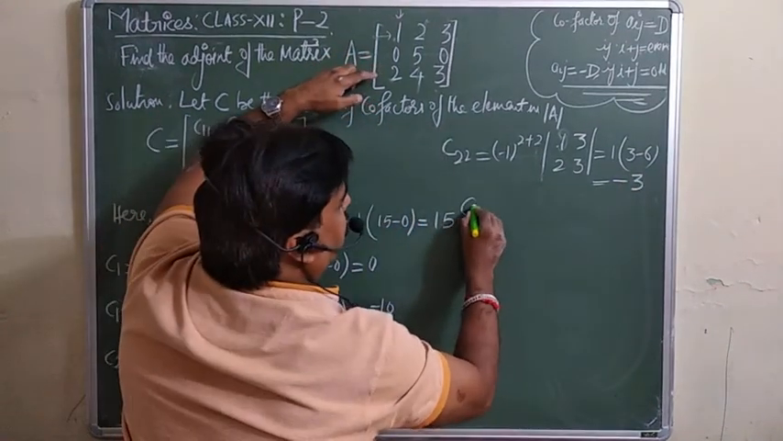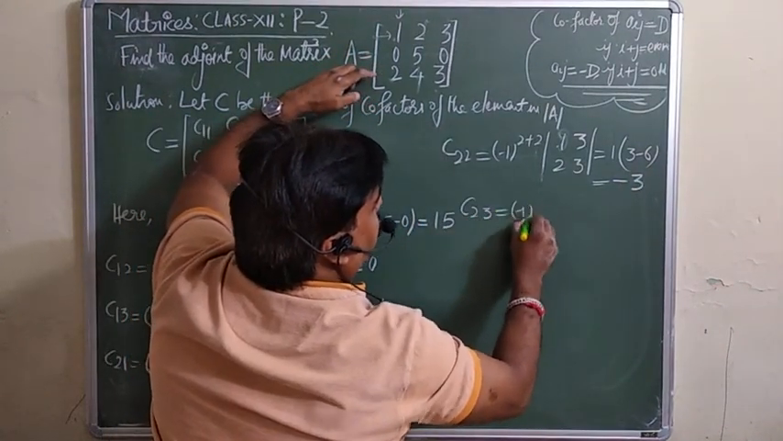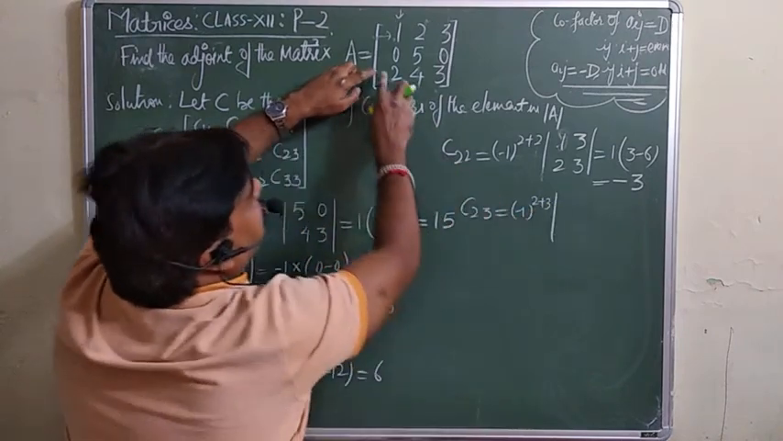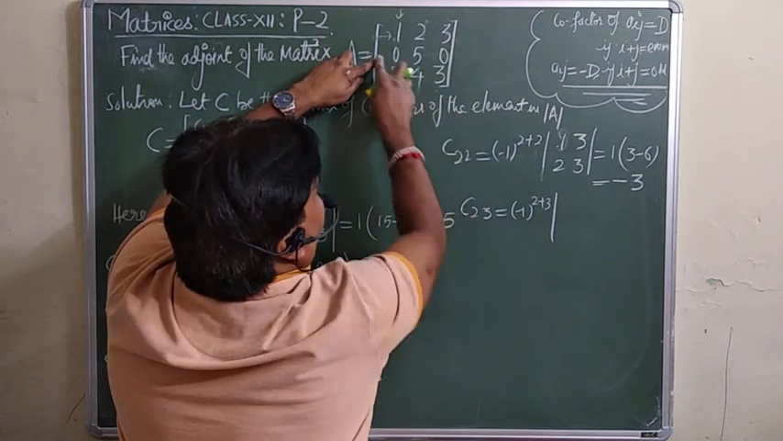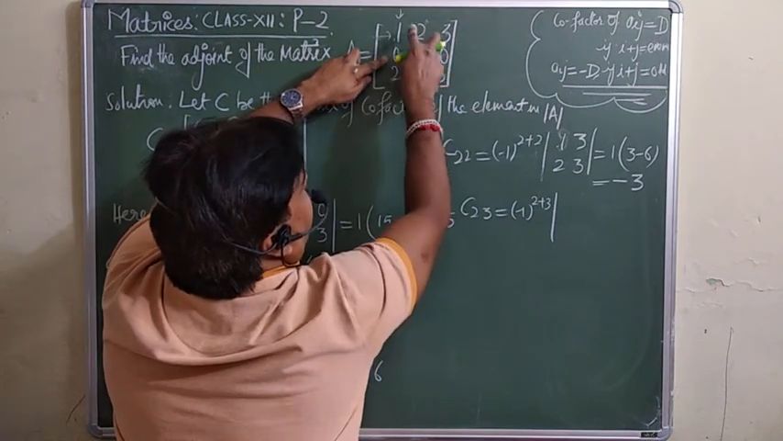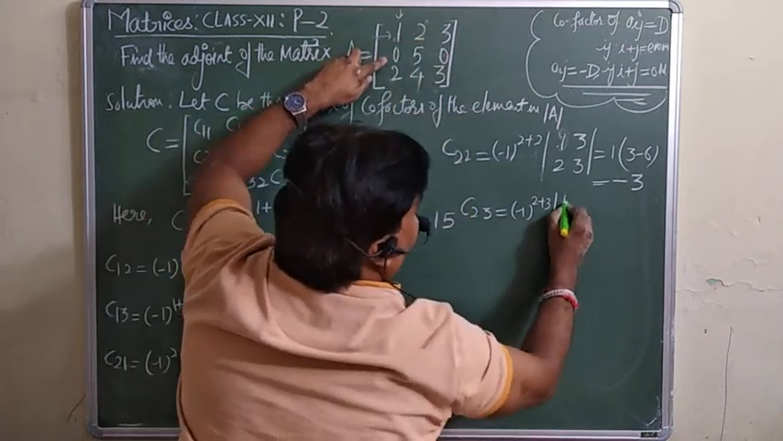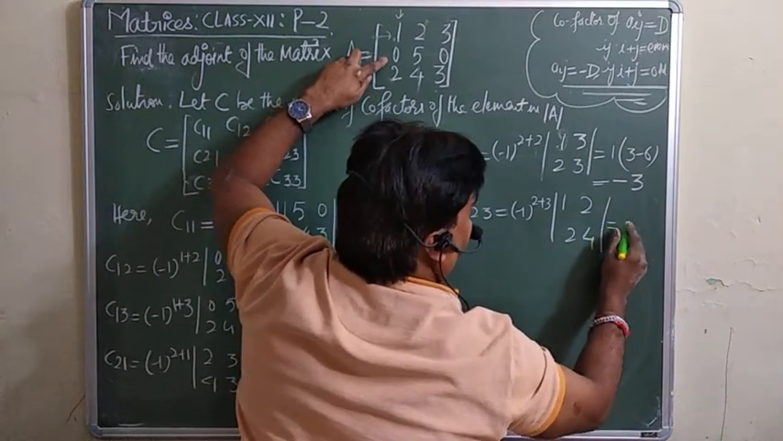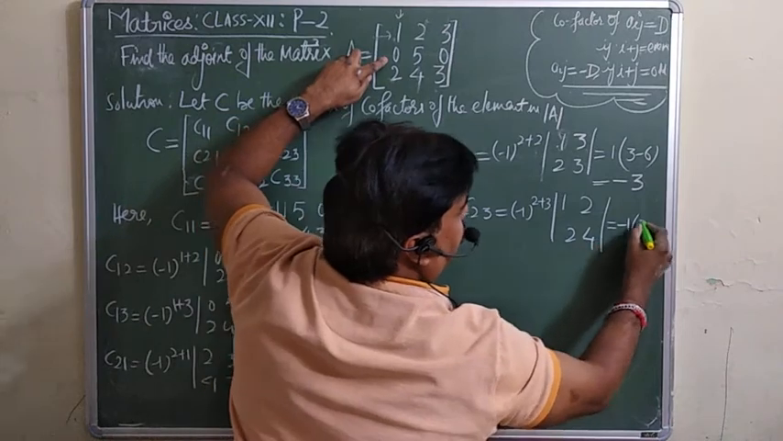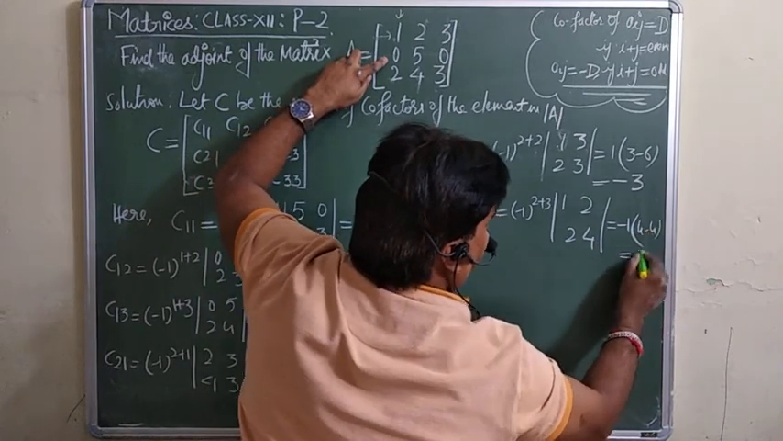Similarly for C23, minus 1 raised to power 2 plus 3. Second row, third column. We will delete it. So 1, 2, 2, 4. So you will get minus 1 into 4 minus 4. So you will get 0.